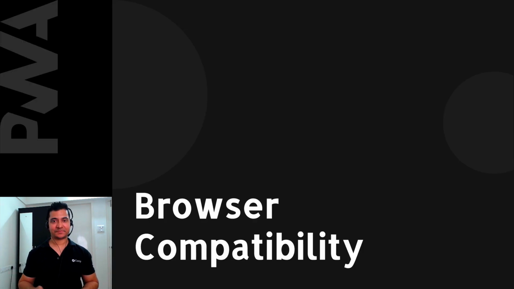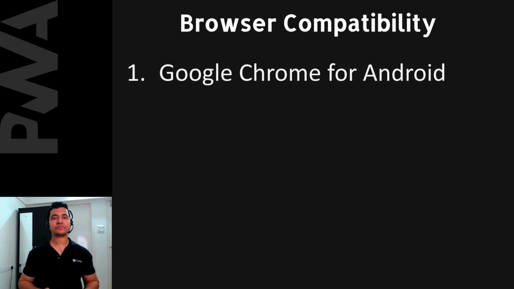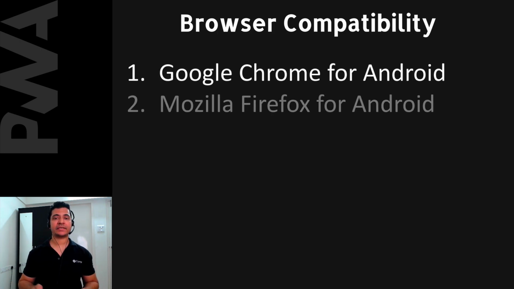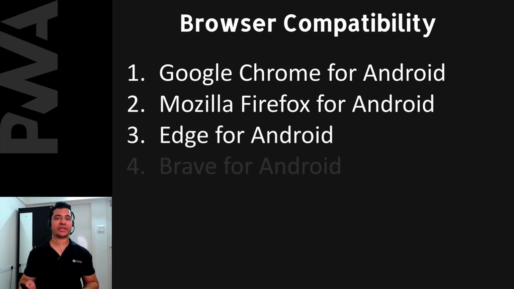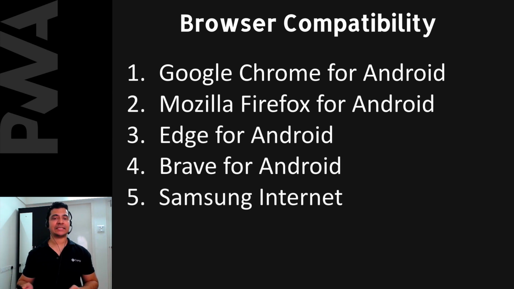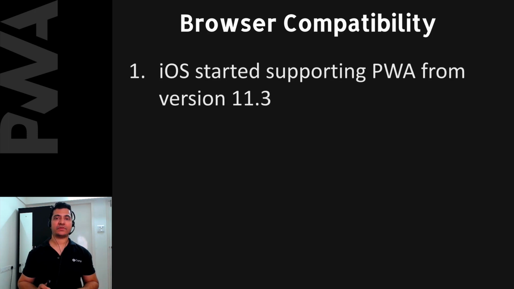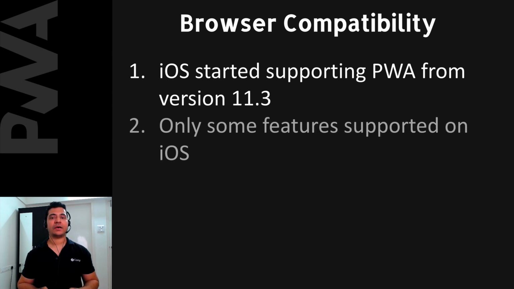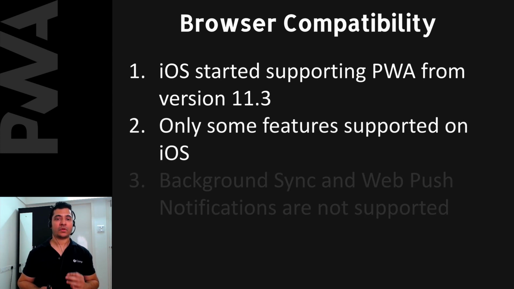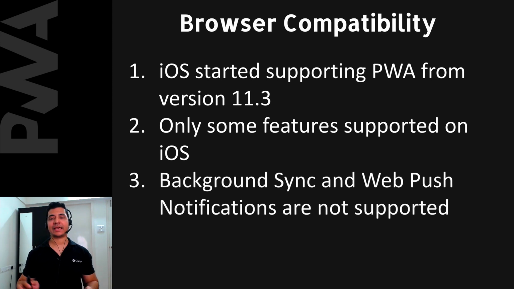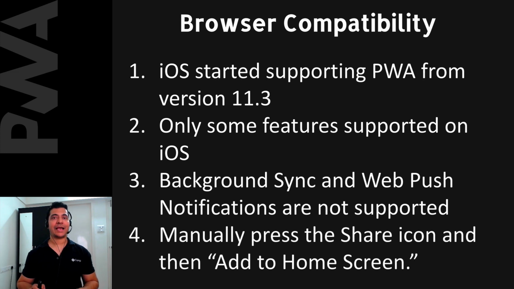Perfect. So now let's talk a little more about browser compatibility. It's compatible with Google Chrome for Android, Mozilla Firefox for Android, Edge for Android, Brave for Android, Samsung Internet. What about iOS? iOS started supporting PWA from version 11.3. Only some features are supported on iOS, not all. For example, background sync and web push notifications are currently not supported. And you need to manually press the share icon and then add to home screen for iOS.